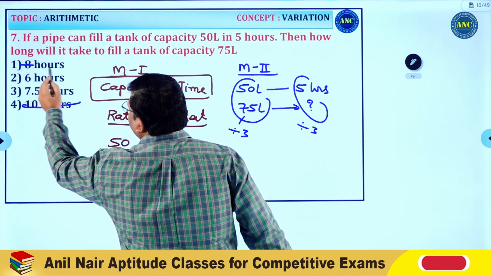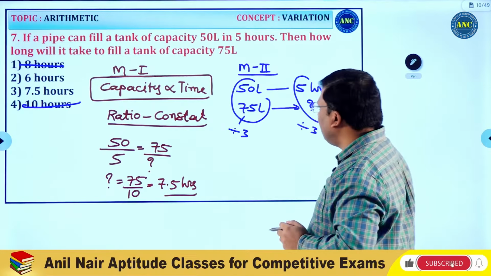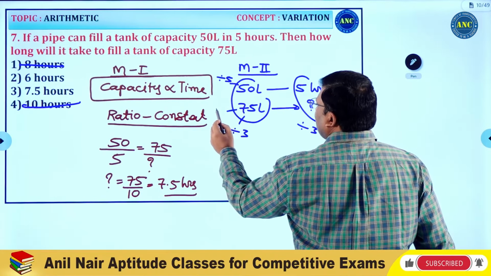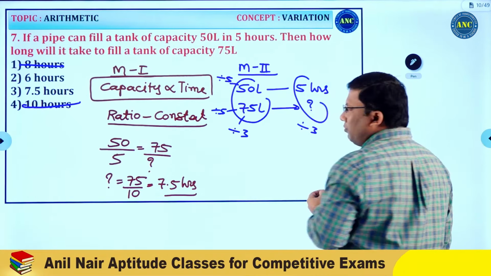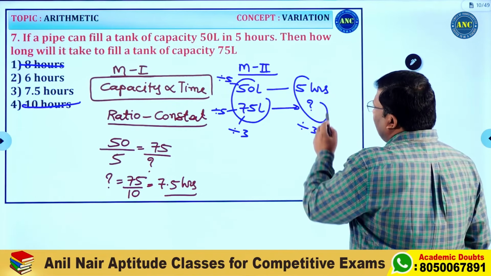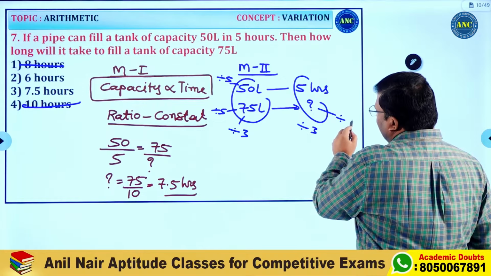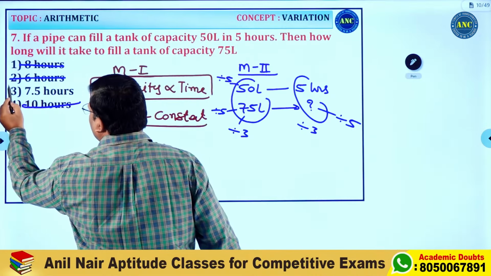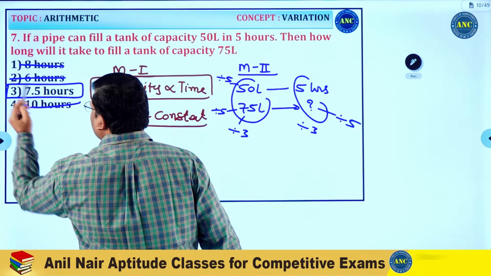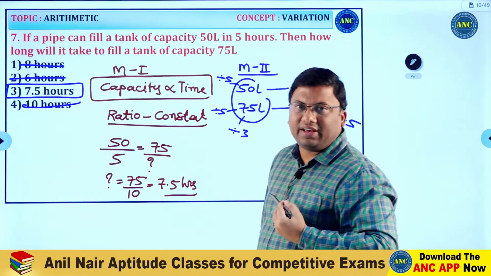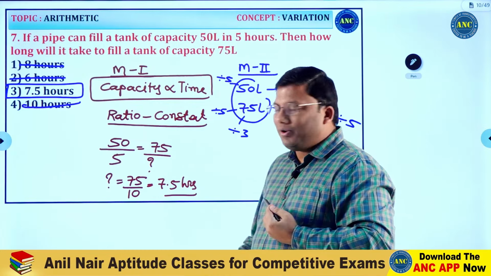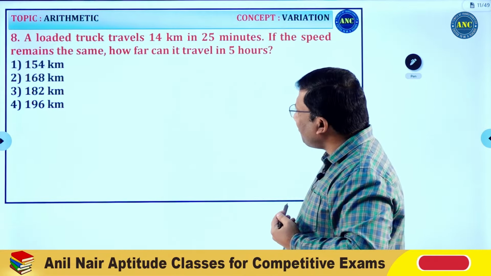10 is out, 8 is out. Here, this is divisible by 5. This is also divisible by 5. Both are divisible by 5, so the answer should also be divisible by 5. 6 hours cannot be. So the answer for this question is 7.5 hours. I hope the idea is clear.